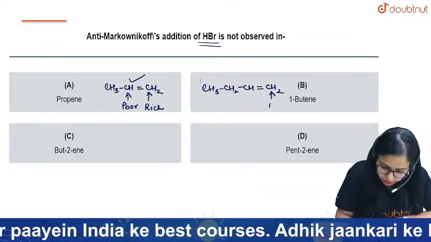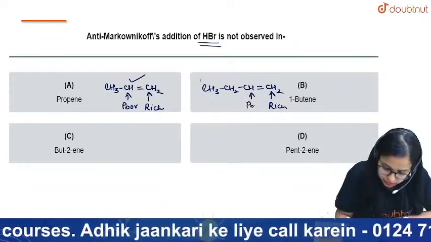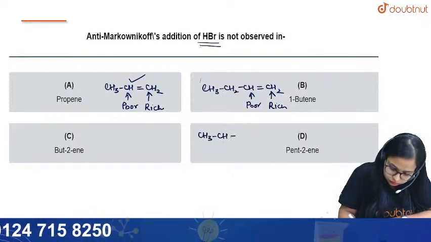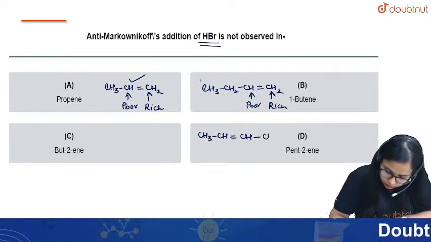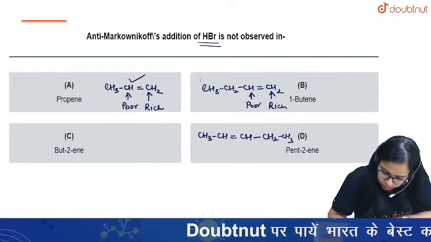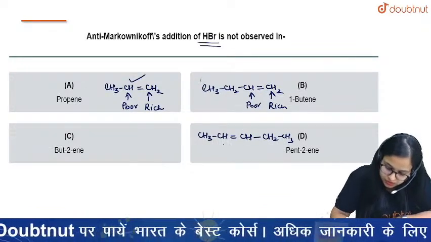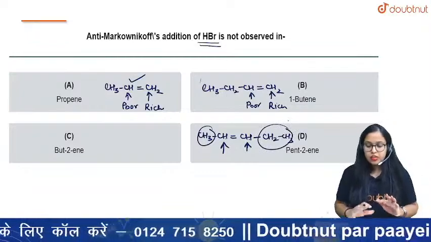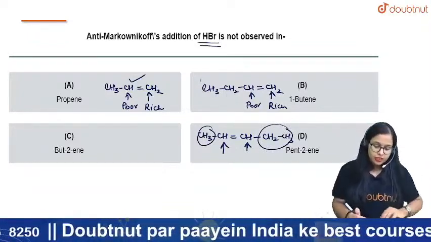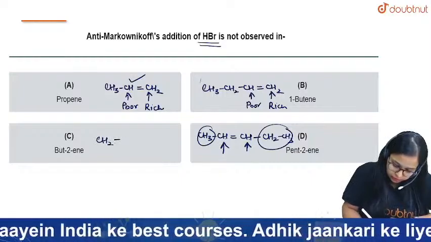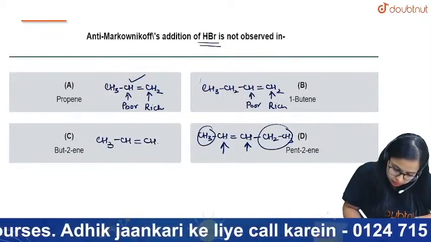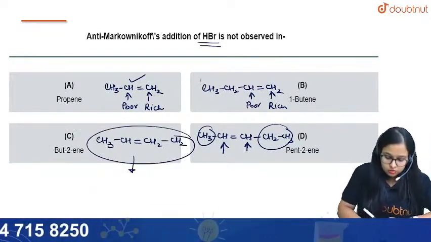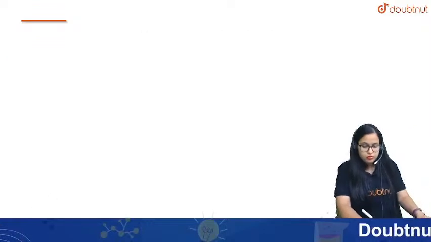If we take butene, here also we have two different carbons. One is rich, another one is poor. We can follow anti-Markovnikov rule. If we take pent-2-ene, 1, 2, 3, 4, 5, since these carbons are different in nature, CH3, CH2, CH3, they are different. We can follow anti-Markovnikov rule, but in but-2-ene, both the carbons are in the same environment. They are equivalent carbons. We cannot follow anti-Markovnikov rule. So the correct option would be but-2-ene, option number C.